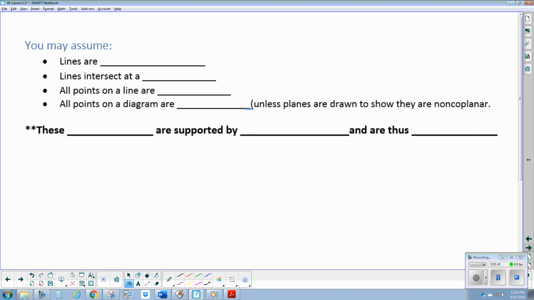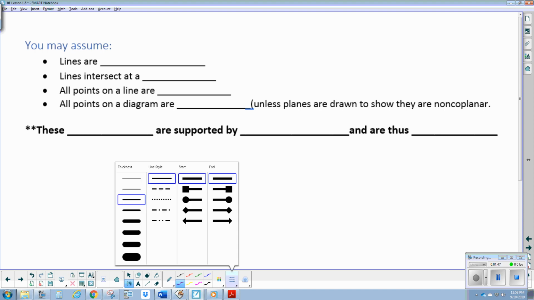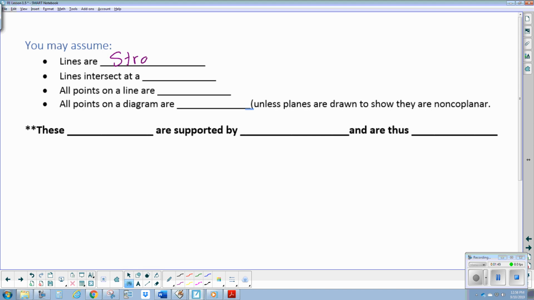So on your note sheet, you'll see these statements. Things that we may assume: that lines are straight. We may assume that lines intersect at a point. We may assume that all points on a line are collinear. And we may assume that all points on a diagram are coplanar. And this is true unless planes are drawn to show that they are not coplanar.